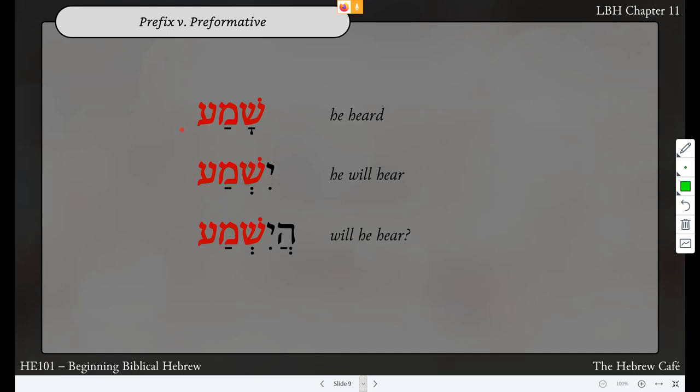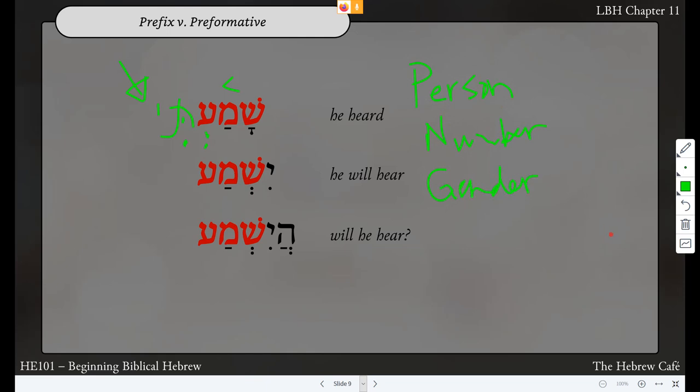Shamati, with taf yod, means I heard. Shamati, I heard. So this is a subformative because it's part of the tense. Okay, it will tell you person. It will tell you number. And it will tell you gender.